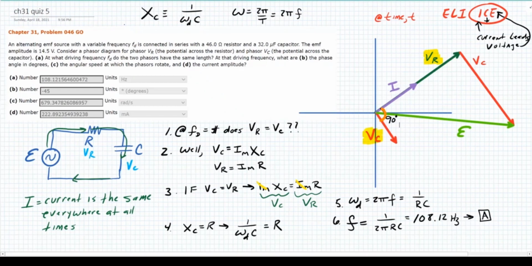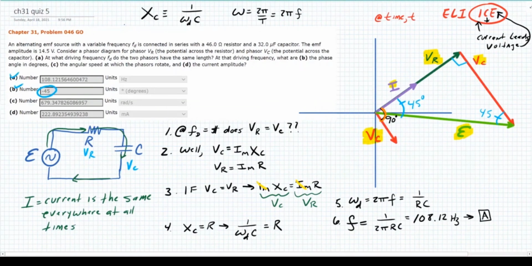Okay, so what is the angle between the generator EMF, which is right here, and the circuit current, which is right here? It's 45 degrees. It's this angle right here. This is 45 degrees because this must be 45 degrees. So those are the similar angles because if VR equals VC and VR is always perpendicular to VC, that's how I'm getting 45 degrees. Okay. Done with A, done with B.